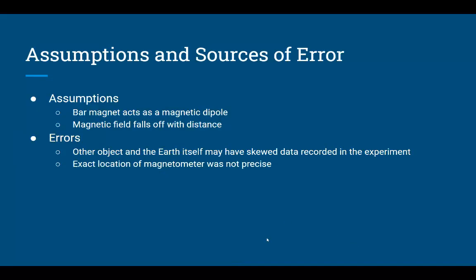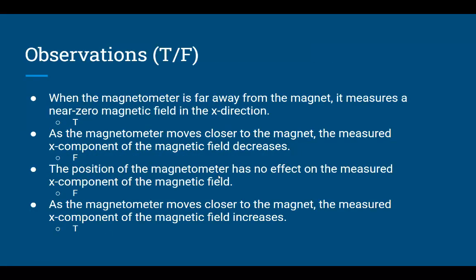So we're assuming that the bar magnet acts as a magnetic dipole perfectly, and that the field falls off perfectly with distance in this linear fashion. And then the errors are that the Earth can extremely skew this data, right? With the phone, you're supposed to line it up perfectly. We did do that, but of course we didn't do it perfectly. It's impossible to do perfectly. The code is doing that perfectly, and in real life it's not. And then the exact location of the magnetometer may be incorrect.